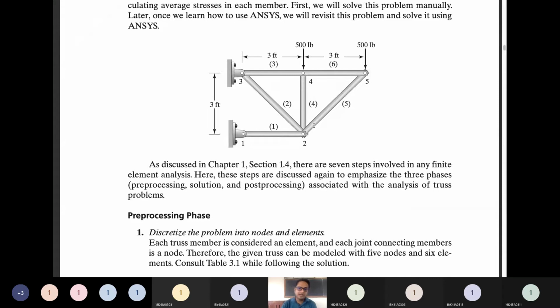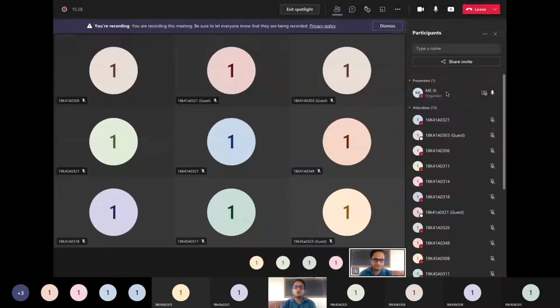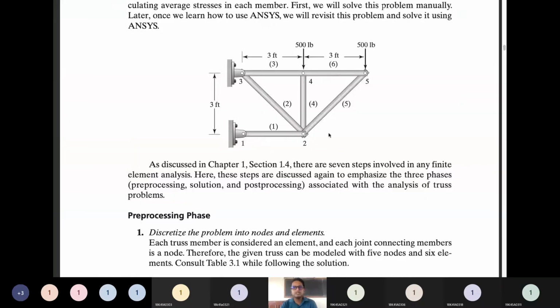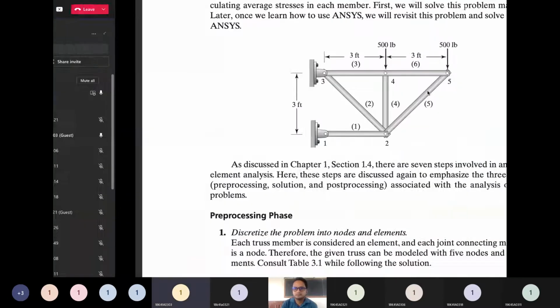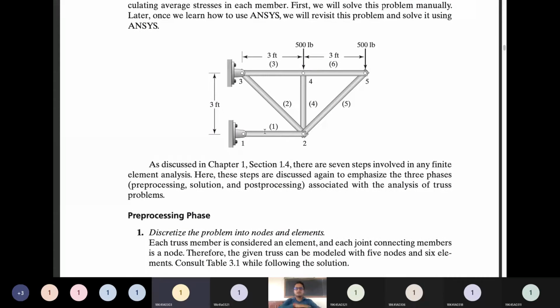One more thing that you have to observe: each element is making some angle with your horizontal axis. Each element is making some angle with your horizontal axis. So can you tell me what angle element number 1 is making? It's horizontal, so its angle is 0 degree. Okay.